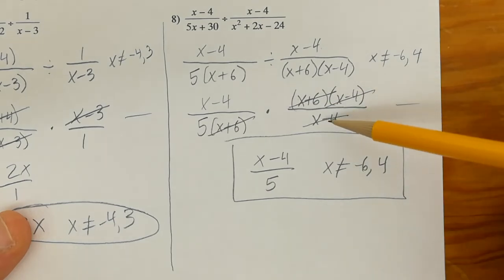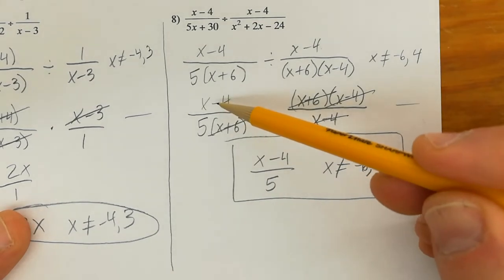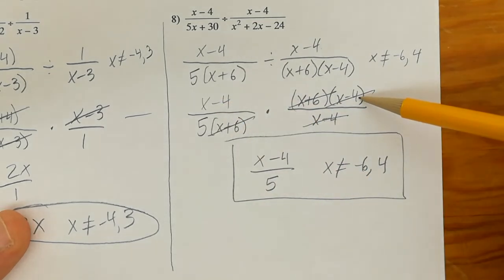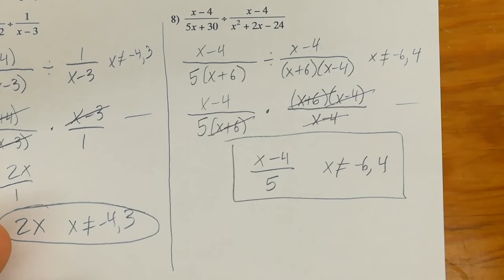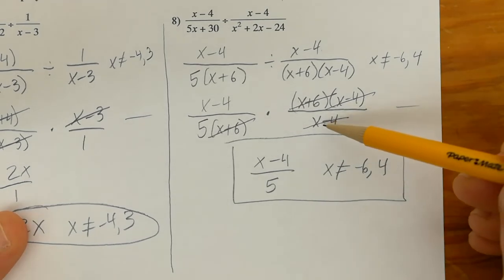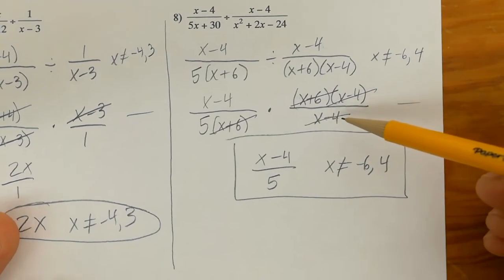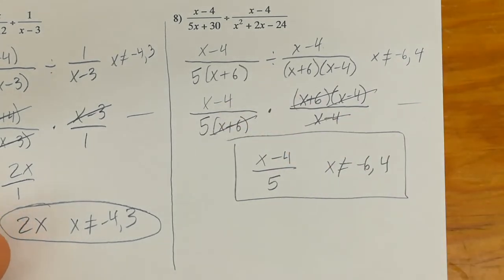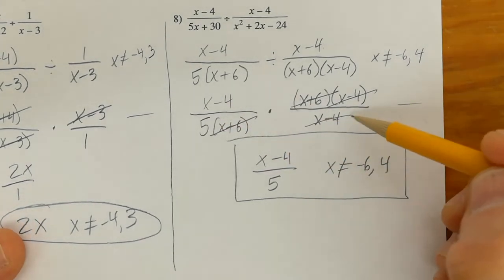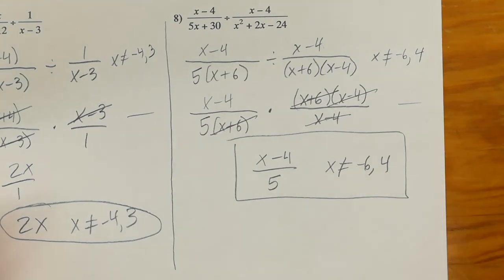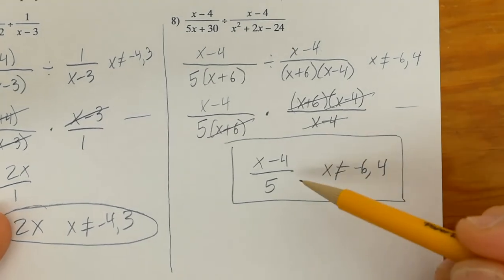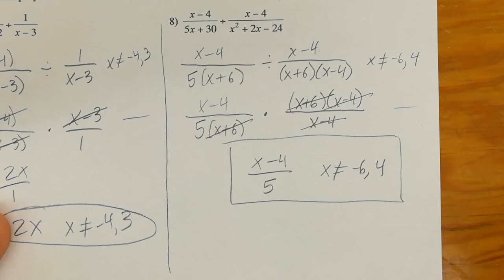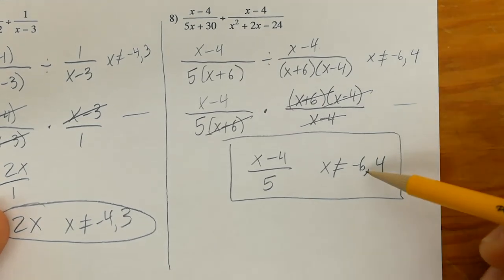One question might be, what if you cancel out this x minus 4 with this x minus 4? That'd be fine, because then this one would be left, and that would be in your answer. You get the same answer either way. Now, of course, you can only cancel, you can't say this cancels with both of those, right? If you cross out one in the denominator, you can only cross out one in the numerator, or vice versa. All right, so we end up with this as our answer. And bring our excluded values down. All right.